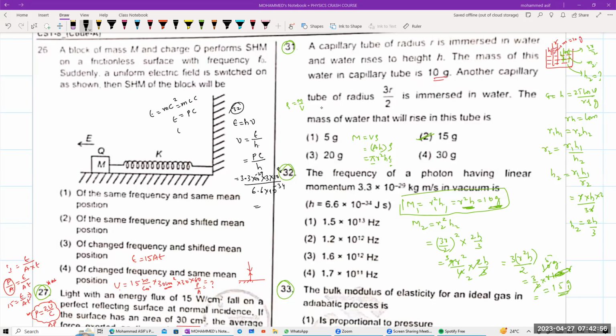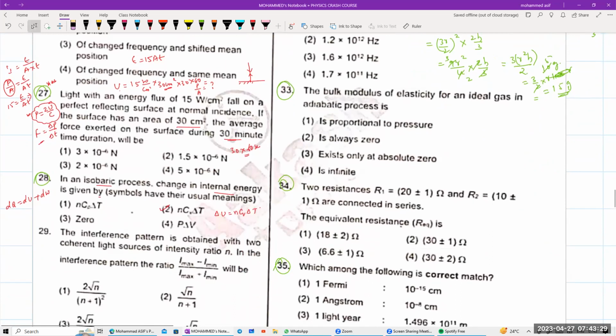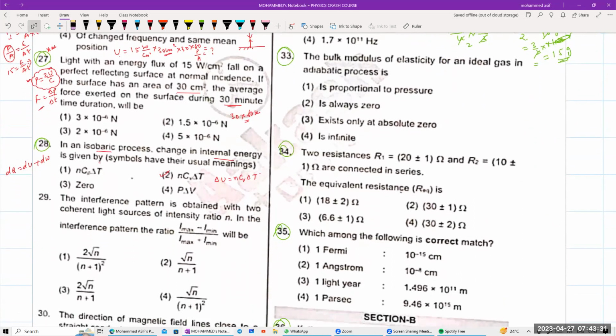3.3 into 10 to the power of minus 29 multiplied with the speed of light 3 into 10 to the power of 8, divided by Planck's constant. How much is it coming? Option 1, okay. 1.5 into 10 to the power of 13 hertz. Did everyone get it? Okay, very good.